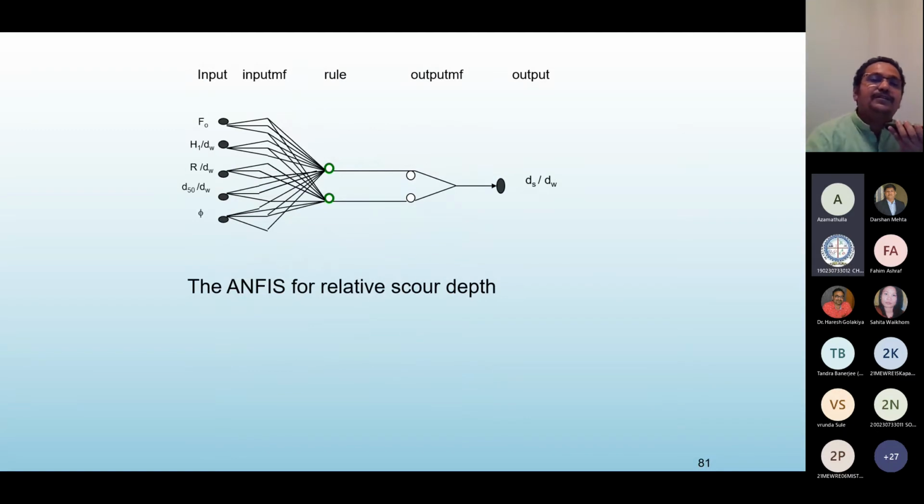Okay, so this is the model. You can see here the inputs, then some membership functions, then some rules. Here two rules output membership.